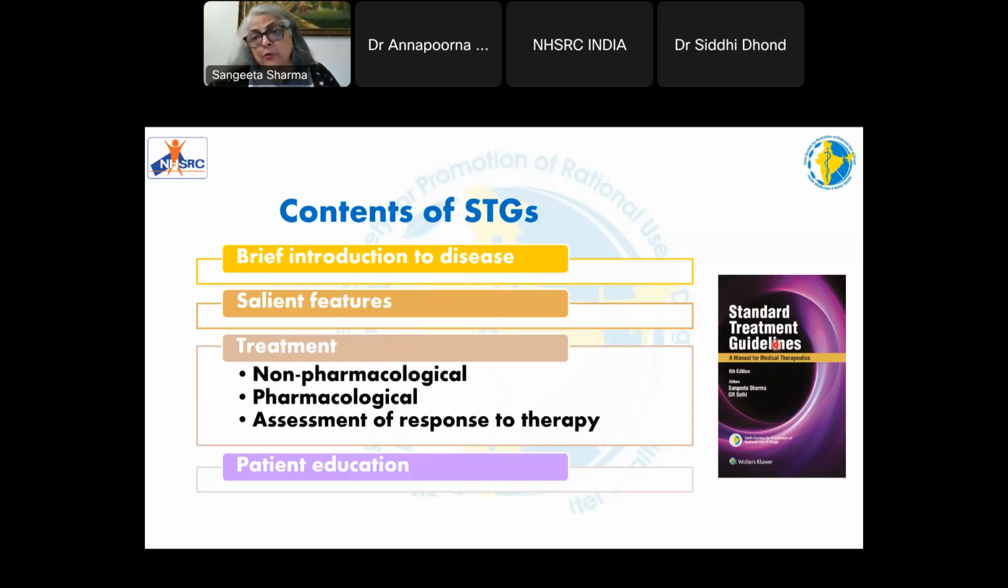Adverse drug reaction, how do you minimize adverse drug reaction? There is another annexure. How do you prescribe in liver disease, kidney disease, and in pregnancy, all those annexures are given in this book. So you may go through this, that will help you in prescribing medicine safely.